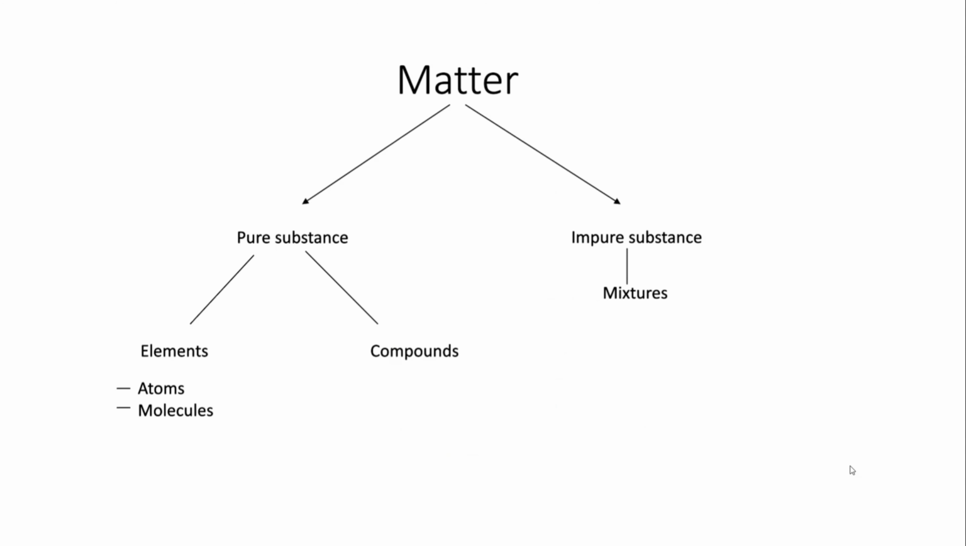Now let us learn it in the form of a chart. Friends, as you know, all that surrounds us is made out of matter, and matter can be bifurcated into pure substances and impure substances. The pure substance can be divided into elements and compounds, and elements can be bifurcated into atoms and molecules, and impure substances can be divided as mixtures.